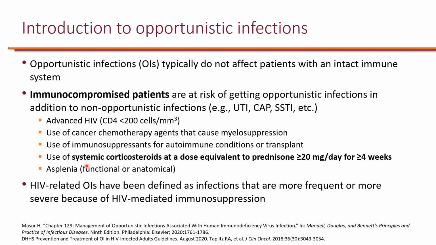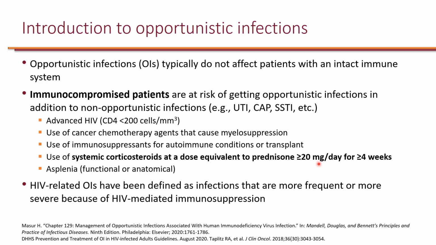One thing that's very important to keep in mind is that use of systemic corticosteroids at a dose equivalent to prednisone 20 milligrams per day or more for at least 4 weeks is considered immunosuppression because that can affect the T cells. And asplenia.